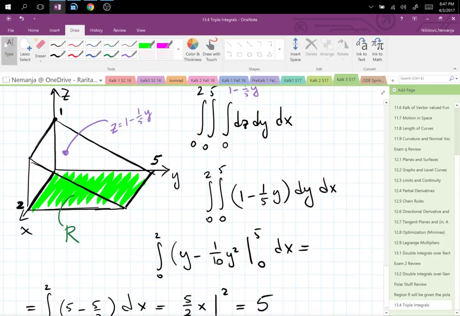Because if you take a look at this wedge, and you put another wedge on top of this wedge, it creates what? Yeah, it creates a box, right? Which is 5 times 2 times 1, which is 10. Half of that is 5, right? So it has to be good.